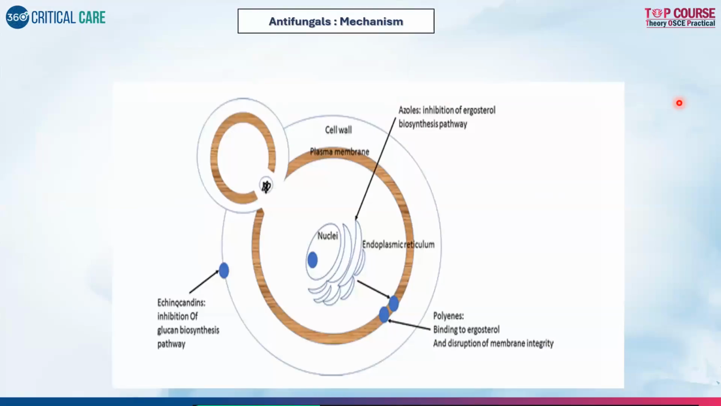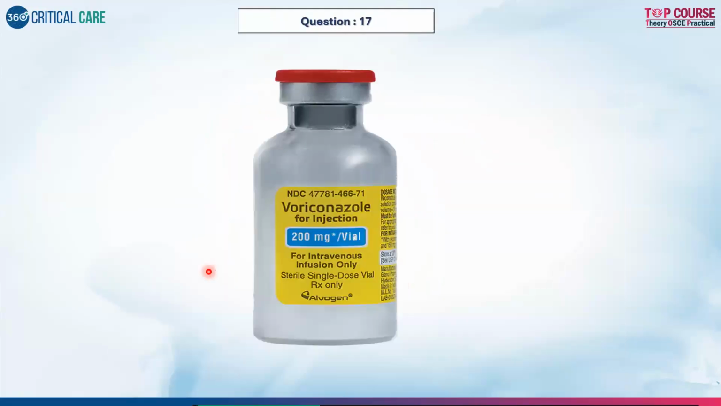Coming to antifungals, I'll just discuss three groups, that is azoles, polyenes, and echinocandins. Azoles, it inhibits the ergosterol biosynthesis pathway. Polyenes, it binds to the ergosterol and disrupts the membrane. And echinocandin, it inhibits the glucan biosynthesis pathway. Okay. So suppose we are given this antifungal. So how are we going to describe it?